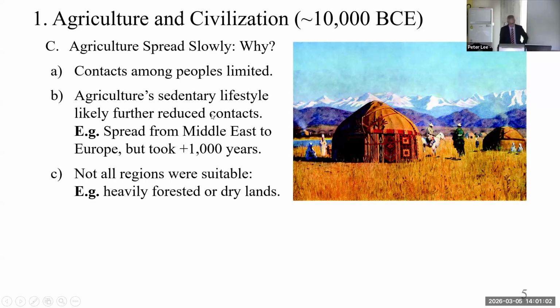So yeah, sedentary lifestyle further reduced contact. So the example given is it took over 1,000 years. And then yet another reason given why agriculture spread slowly is that not all regions were suitable for agriculture. If a region was heavily forested, or if a region was dry lands, like a desert region, you couldn't do agriculture there. So that could be another reason. People living there had to live in other ways, had a different lifestyle.